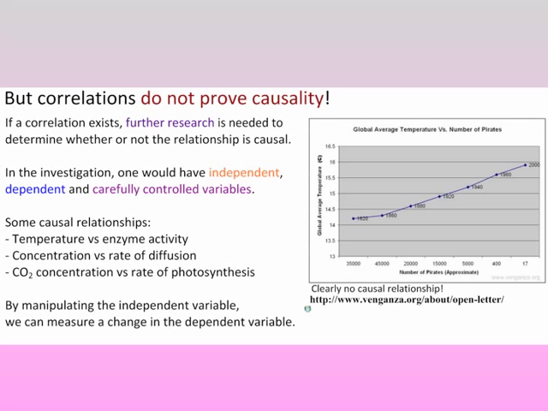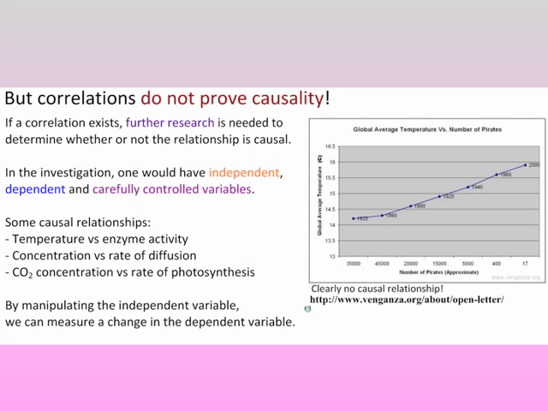Some examples of causal relationships, that means that one thing causes the other thing. In this case, we have two variables, temperature versus enzyme activity. We know that there is a strong correlation between temperature and enzyme activity, and in this case, temperature causes enzyme activity to be higher or lower. Another example of a causal relationship: concentration versus rate of diffusion. The higher the concentration, the more diffusion happens. One thing causes the other.